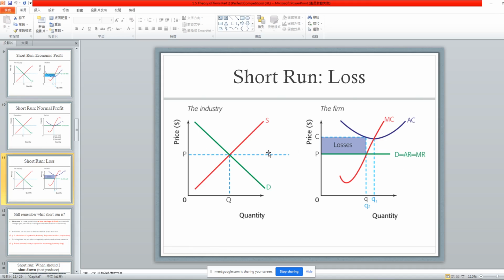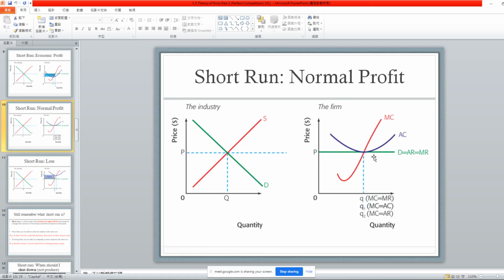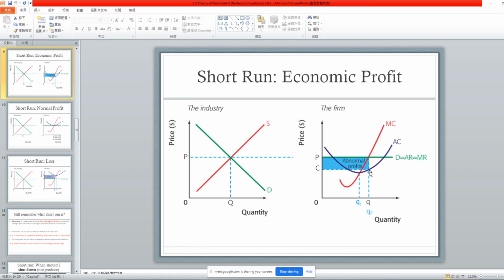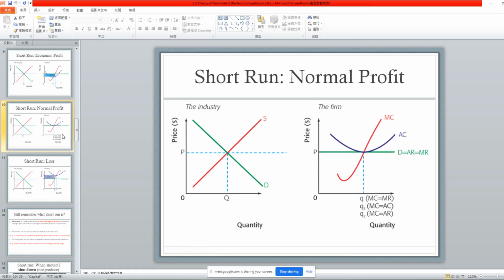It doesn't really matter that, even though you are at allocative efficiency, some firms may lose. Some firms may just gain normal profit, and some firms really gain some economic profit. That really depends on how they manage the costs. But to the society, every time we are talking about allocative efficiency, you need to look at it from the society point of view. To the society, that is the most efficient quantity. So that's the explanation for this.